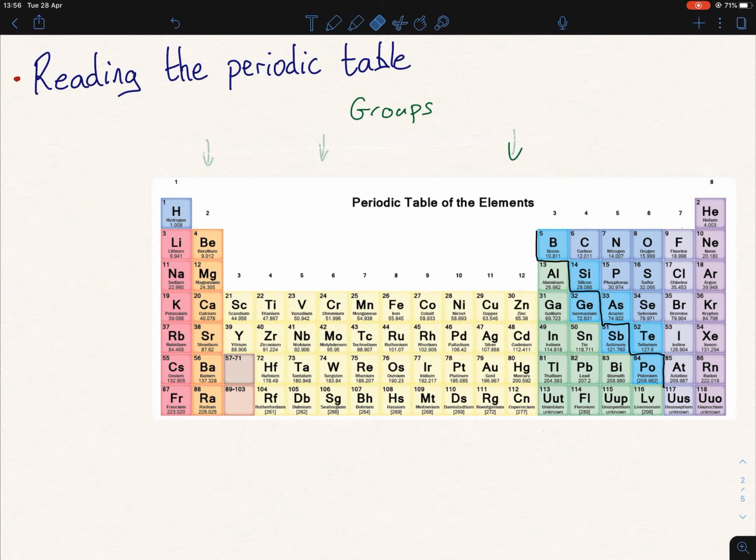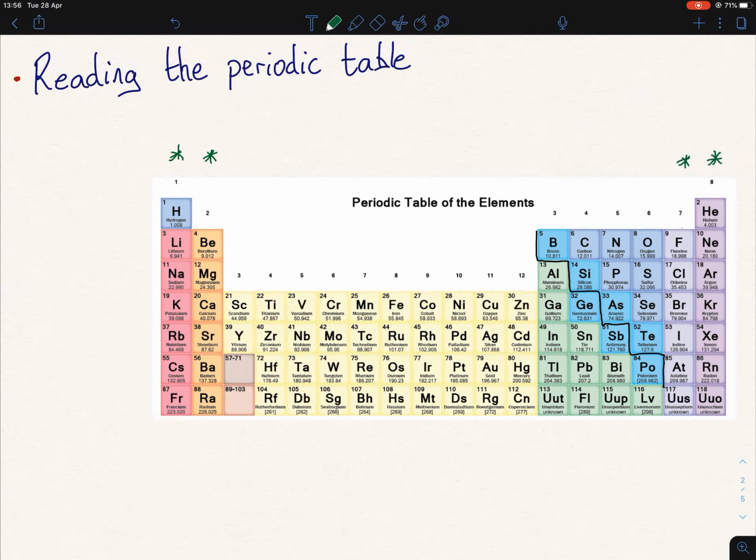So, what do we need to know about the groups? Well, you need to know the names of certain groups. There's a few in total that we need to know, and I'm going to mark them out here. So we have this one over here, group 1, group 2, group 7, and group 8. Sometimes there's a 0 there instead of an 8. I'll explain that in a moment.